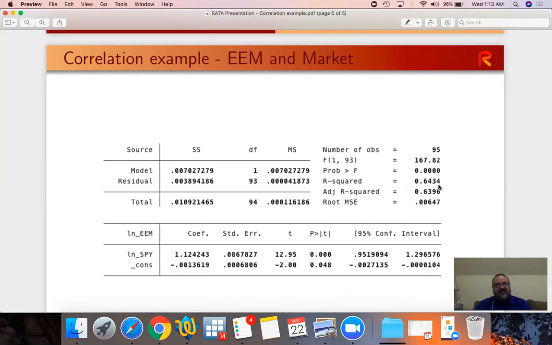Now, the R squared in this case is 64%. So if there were 100 reasons why EEM would move on any given day, 64 of those 100 reasons are related to SPY. Now, this is not much of an independence. Looking at this, with respect to diversification of a portfolio, investing in emerging markets may not be your best course simply because 64% R squared with the S&P 500 and EEM, emerging markets equities, is quite high. So it's really hard to talk about independence for emerging markets from S&P 500 in this case.